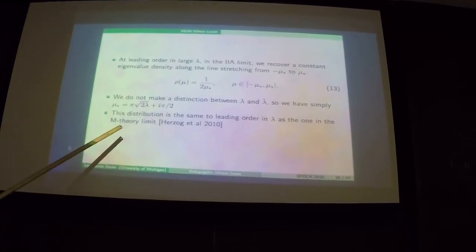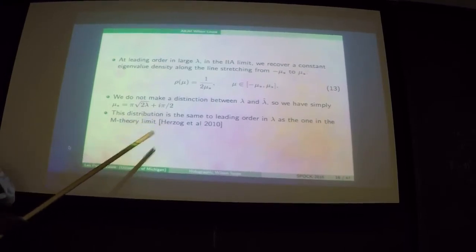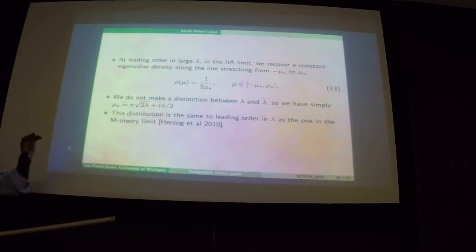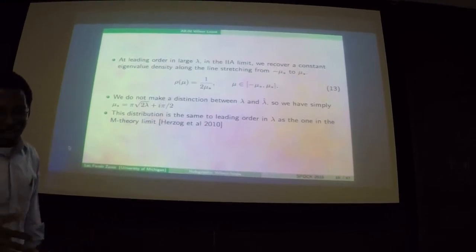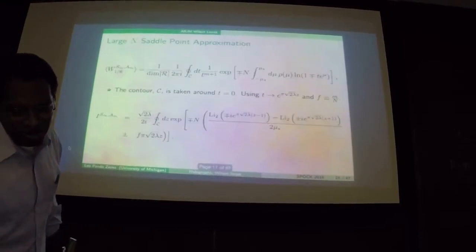But this is precisely what Igor and Chris Herzog found when they studied also the ABJM in the M-theory limit. It's a completely different limit, but yet the distribution also goes to a constant. So the calculations that I do will also be valid in the M-theory limit. So that's one added thing that I advertise about ABJM, that it allows you to consider various limits.